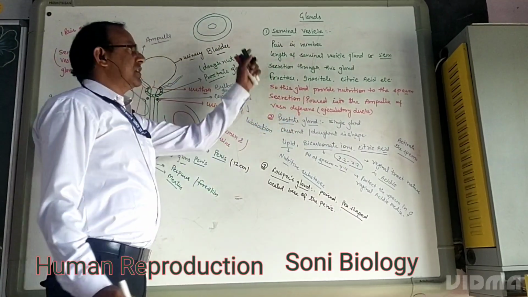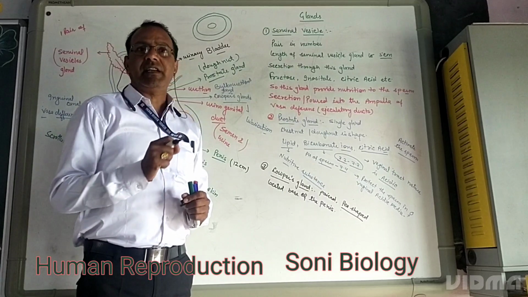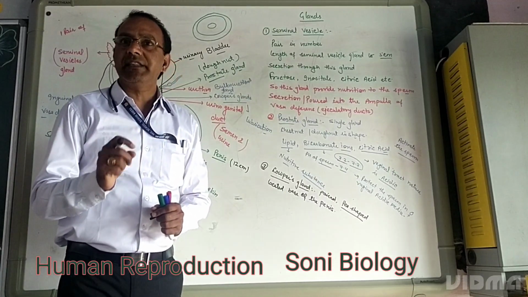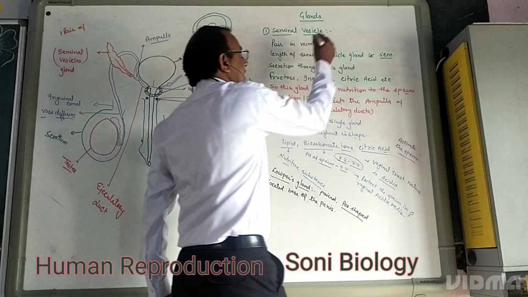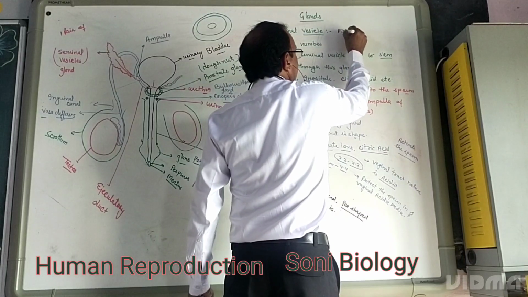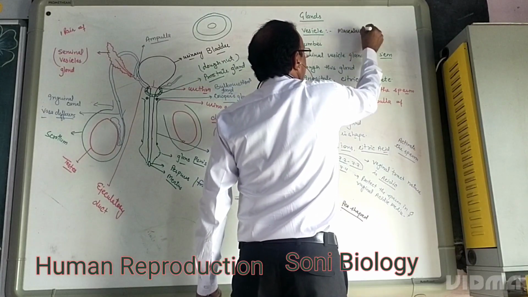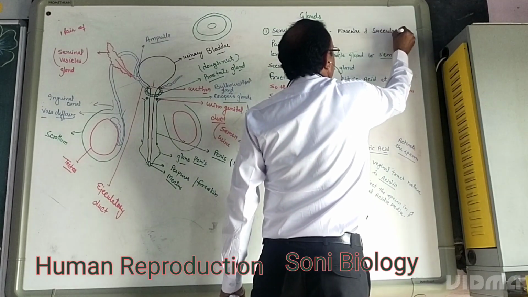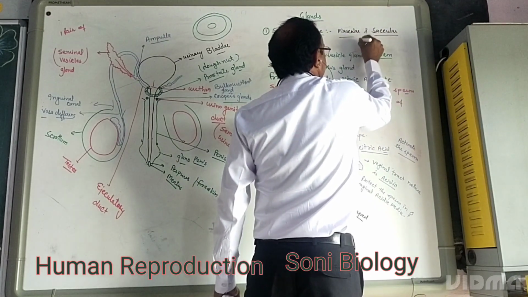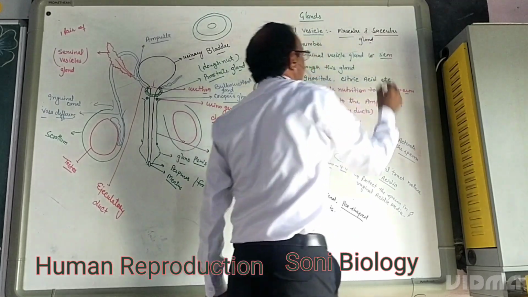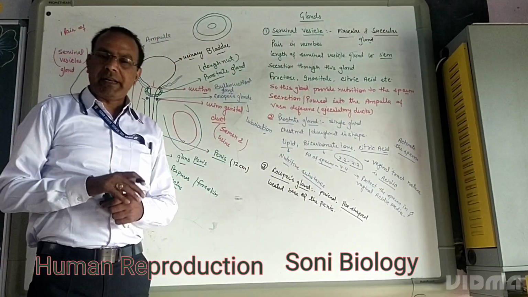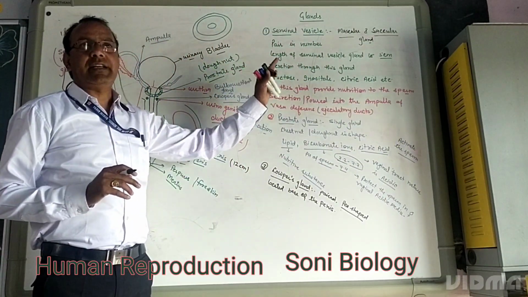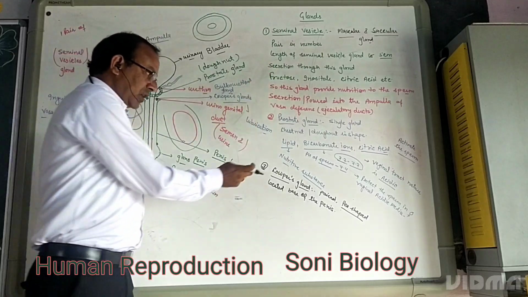One more thing about the seminal vesicle. The seminal vesicle gland is a muscular as well as a saccular gland. We can say that it is a muscular and saccular gland. One more thing which we have forgotten: the seminal vesicle is a muscular as well as a saccular gland.